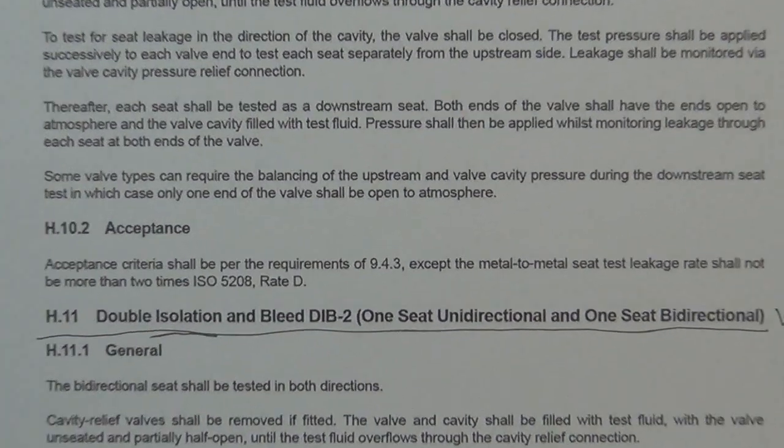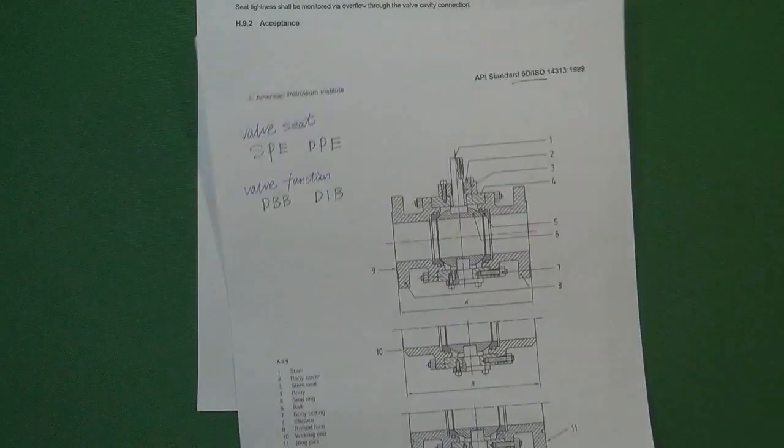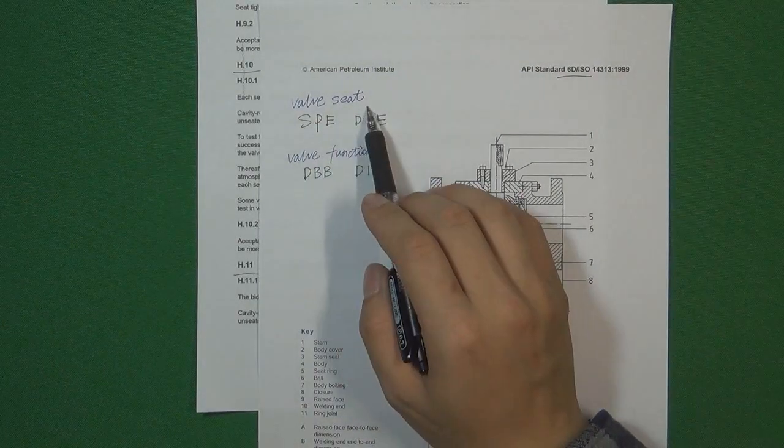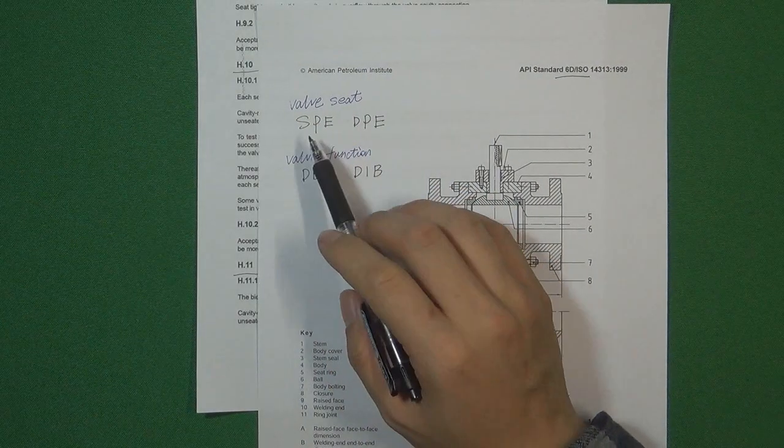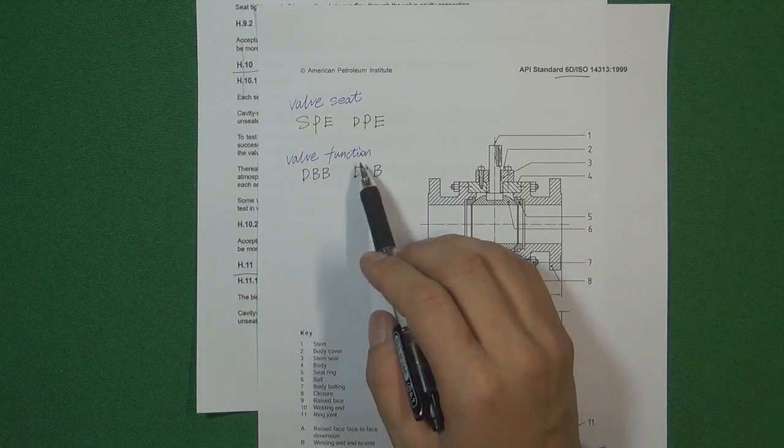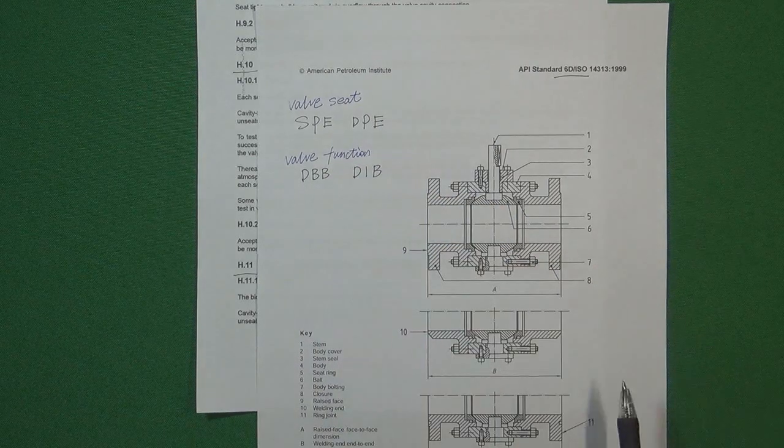So that is the basic principle about two valve seats and two valve functions: SPE, DPE, and the two functions, DBB, DIB.